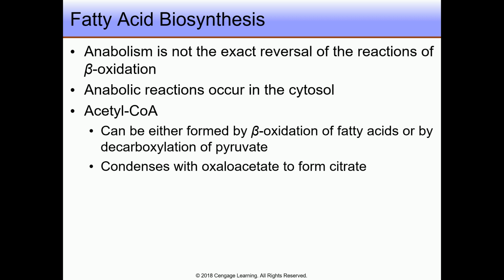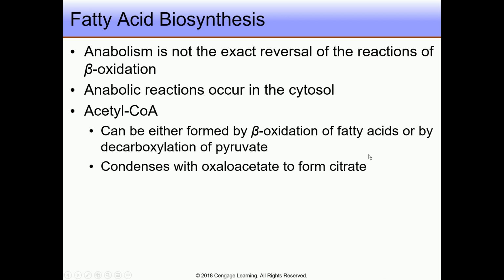So in fatty acid catabolism, beta oxidation is very important. The next is fatty acid biosynthesis, how fatty acids are made. Anabolism is not the exact reversal of the reactions of beta oxidation. Similarly, if you remember, gluconeogenesis is also not the exact reverse of glycolysis. There are some steps the same, but some are different. So fatty acid biosynthesis means they are anabolic reactions. They occur in the cytosol.